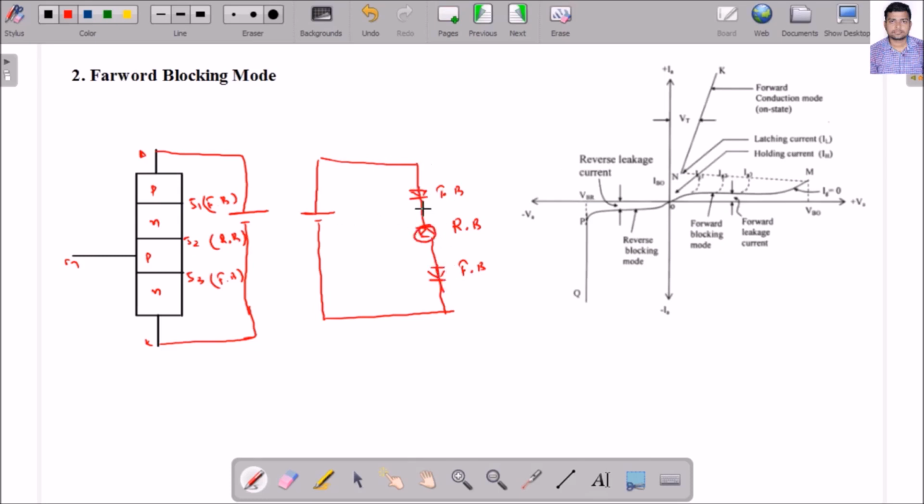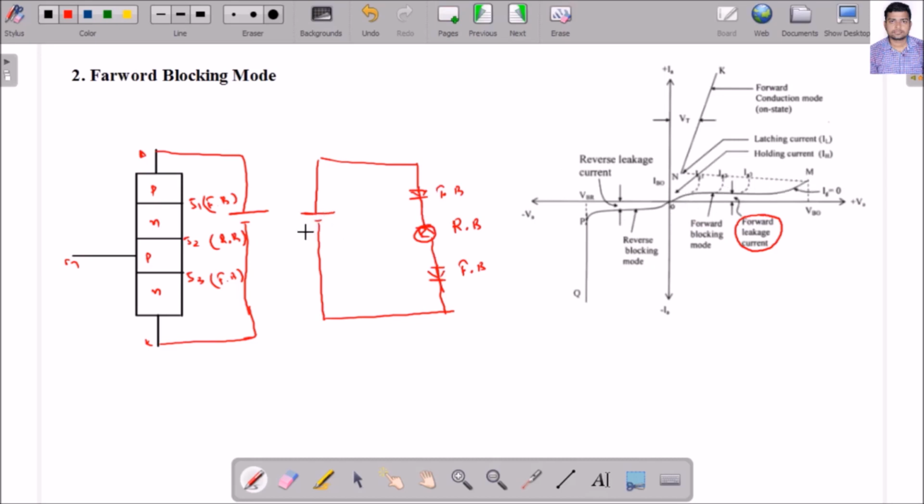So what is the current in the forward blocking mode? The current is very low, which means the current cannot flow through the junction because of this reverse bias condition. But some amount of leakage current is flowing in the forward direction, which is known as forward leakage current. This forward blocking mode is from O to M.